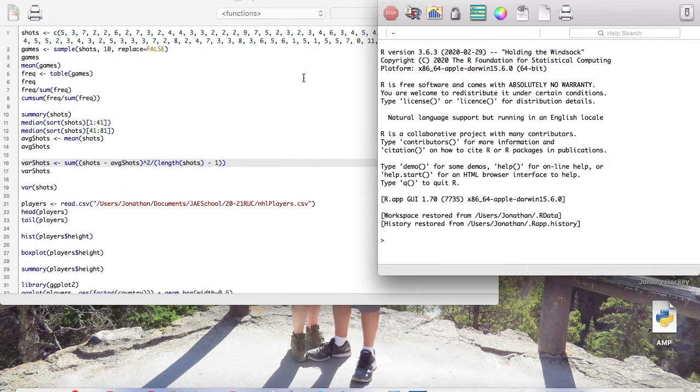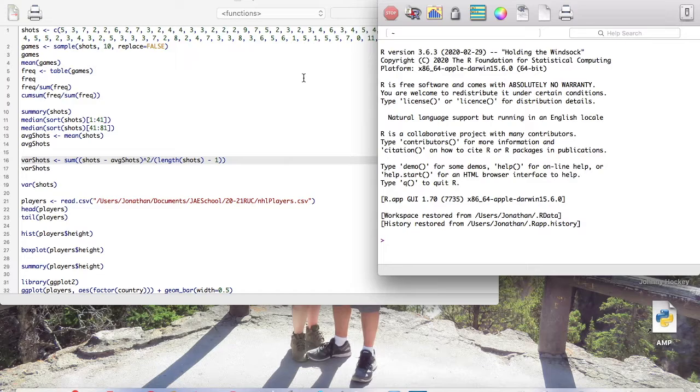Alright, so I've split this video up into two parts, so this is going to be the second part. In this one I'm going to talk a bit more about R. I'm going to elaborate a little bit on one of the examples that I gave in the first part of this video, and then walk through a second example.